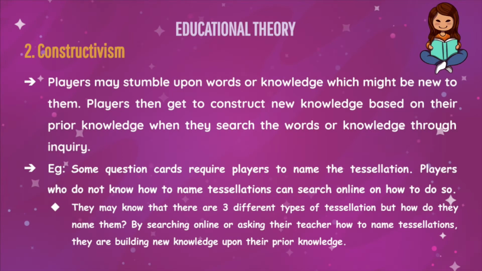The next theory is constructivism. When learning about tessellation through this board game, players may stumble upon words or knowledge which might be new to them. Players then get to construct new knowledge based on their prior knowledge when they search the words or knowledge through inquiry. For instance, some question cards require players to name the tessellation. Players who do not know how to name tessellations can search online on how to do so. They may know that there are 3 different types of tessellations, but how do they name them? By searching online or asking their teacher how to name tessellations, they are building new knowledge upon their prior knowledge.